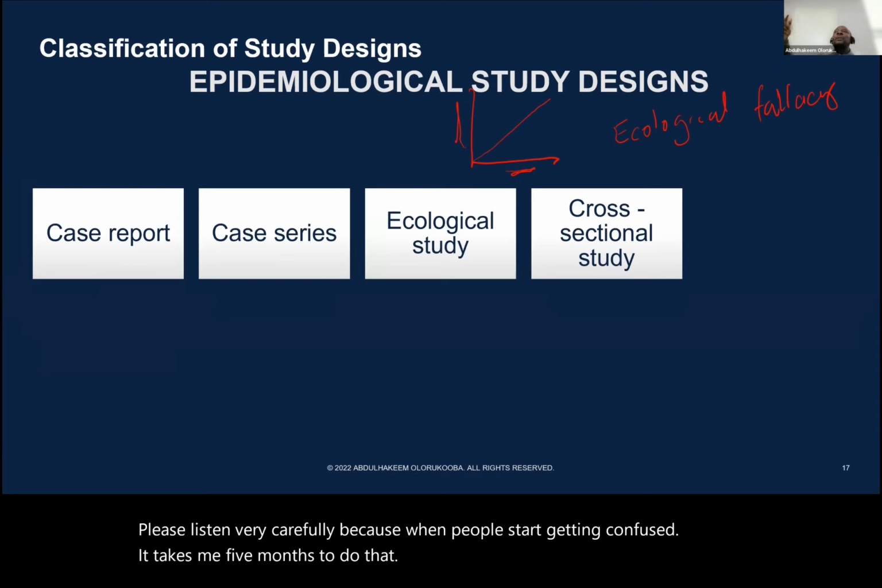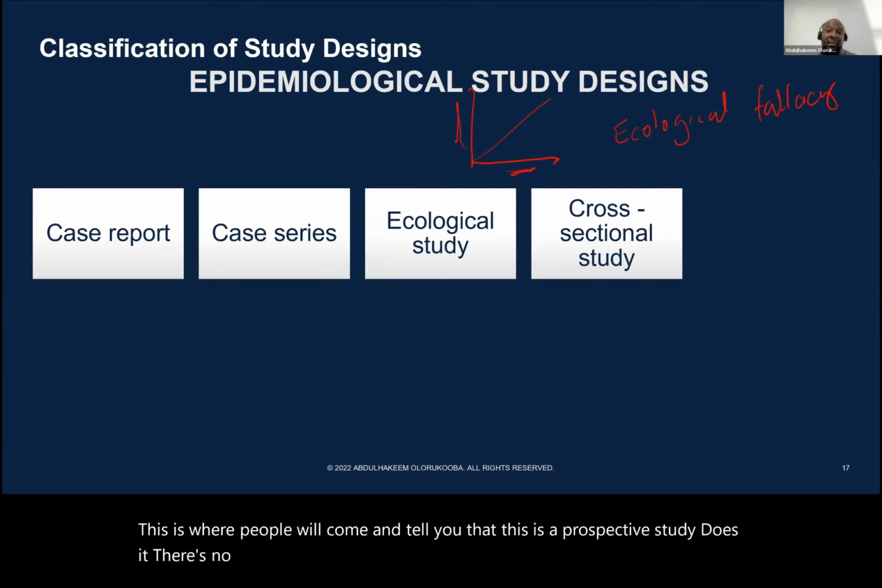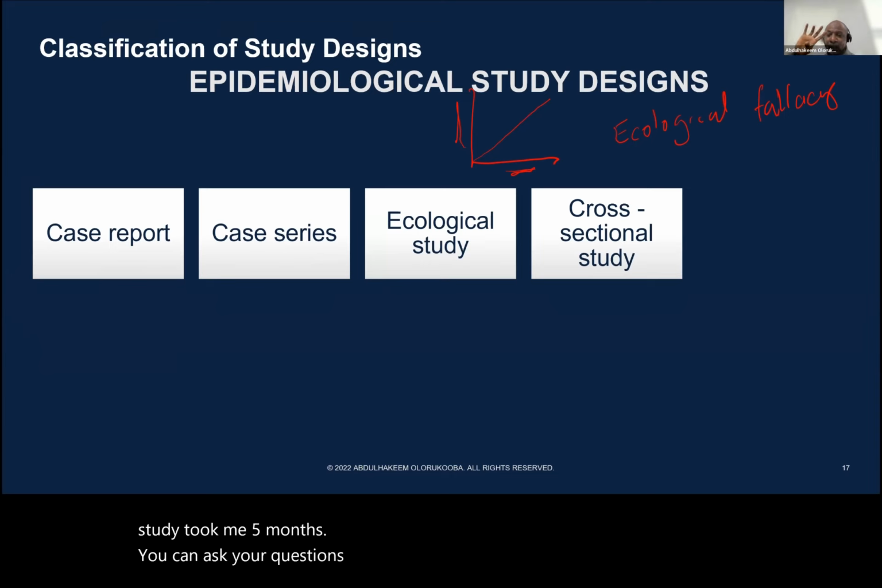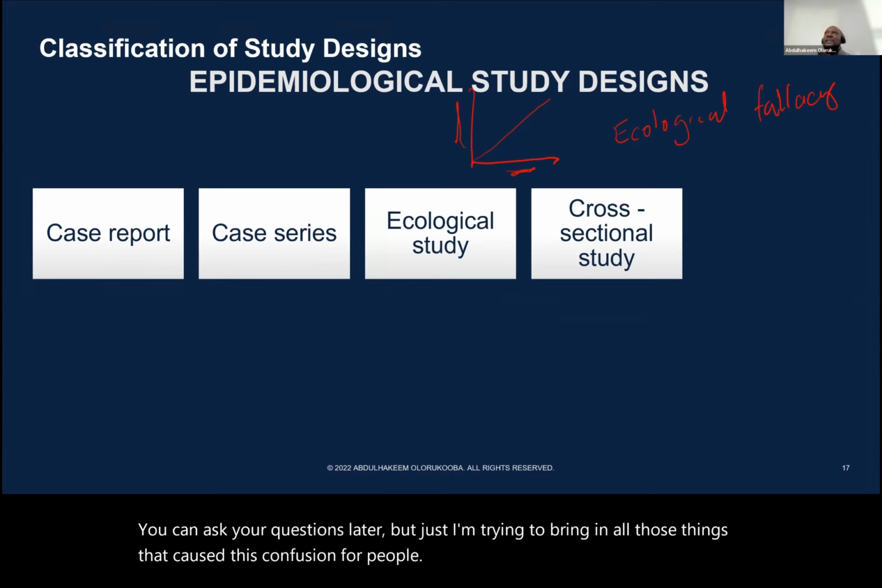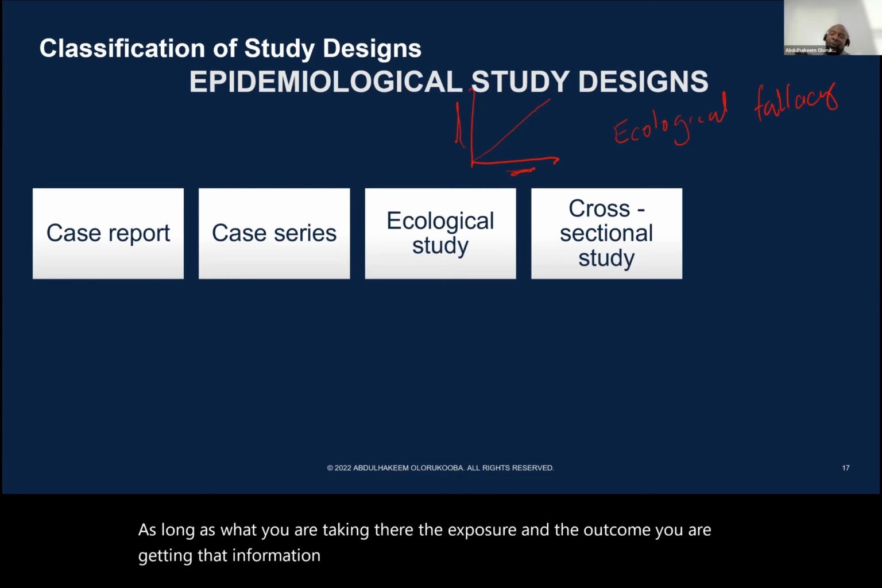This is where people will come and tell you that this is a prospective study. There's no such thing. This is still a cross-sectional study. The study took me 5 months. You can ask your questions later, but I'm trying to bring in all the things that cause confusion for people. As long as the exposure and the outcome, you are getting that information at the same time from the individual you are collecting data from, then what you have is just a snapshot.